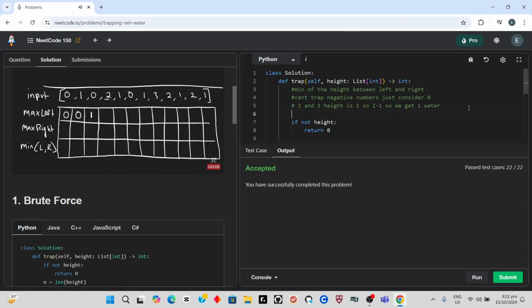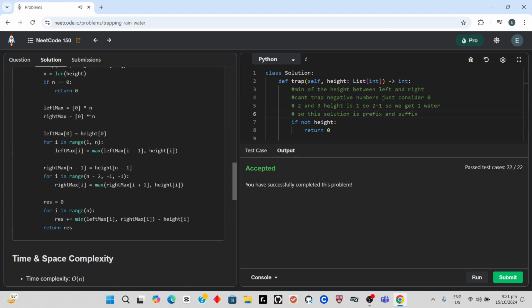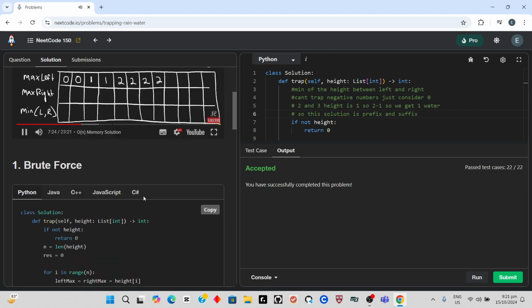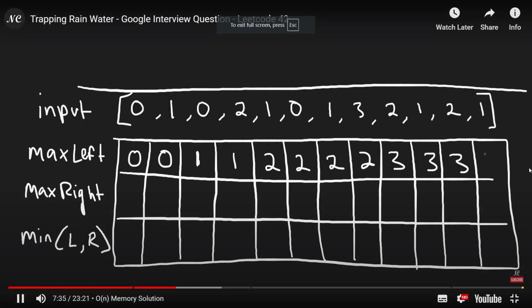So I'm just going to do that. What's the max height on the left of this? 1. Max height on the left of this. We have a new max, it's 2. We just keep track of what the current max is so far. Right now it's 2, 2. We got a new height, a new maximum, that's 3. So now 3 is going to be the max left height for the remainder of these. So we calculated the max left height.